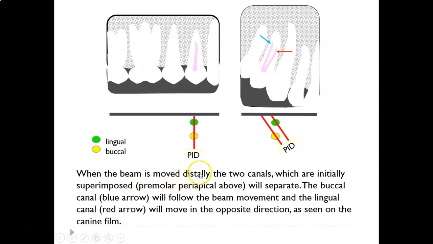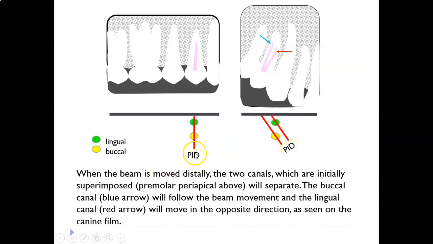Okay, so this is kind of a little image. When the beam is moved distally, the two canals, which were initially superimposed, premolar periapical above, will separate, and the buccal canal, which is the blue one, will follow the beam movement, so it will go more distal, and the lingual canal will come more mesial because it's going to come in the opposite direction of your BID.